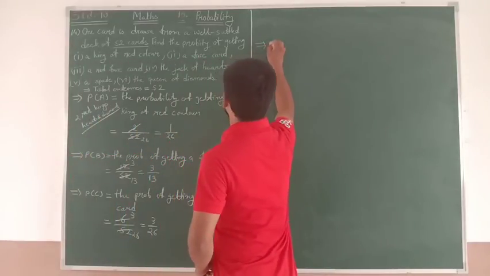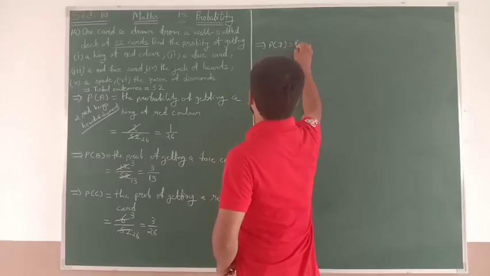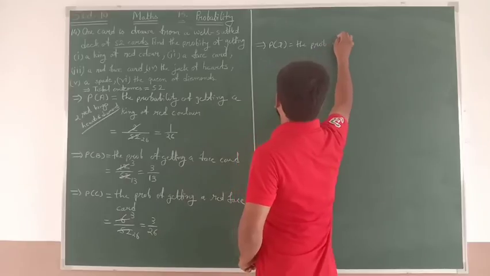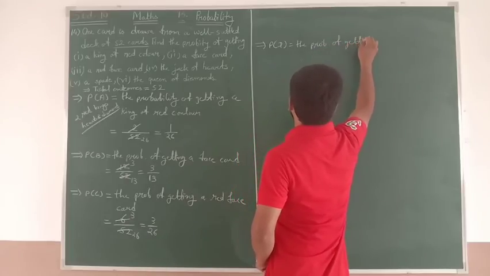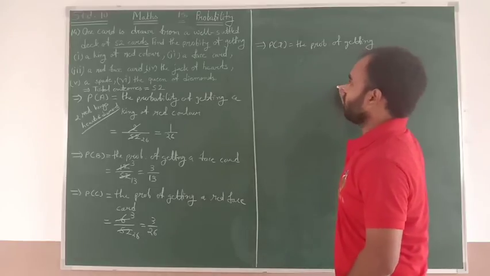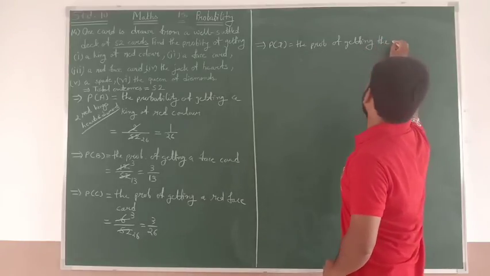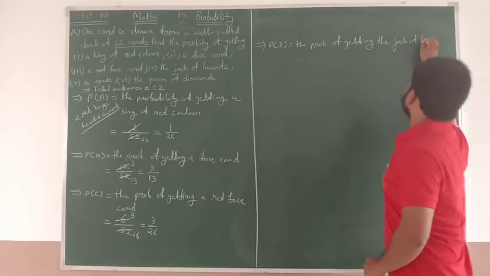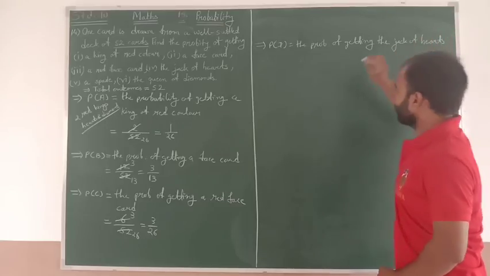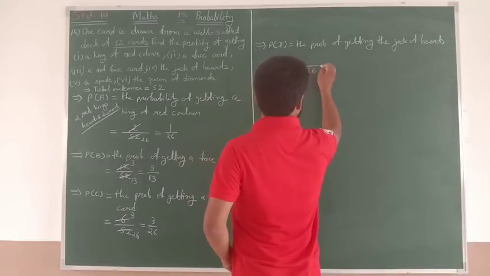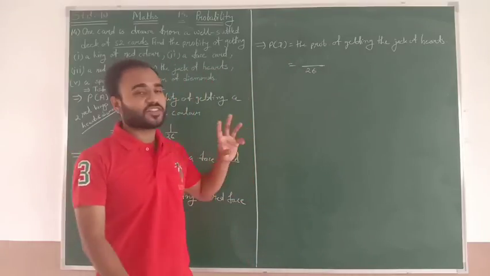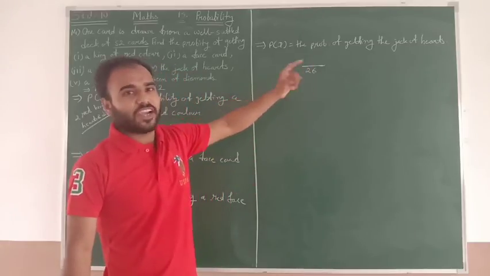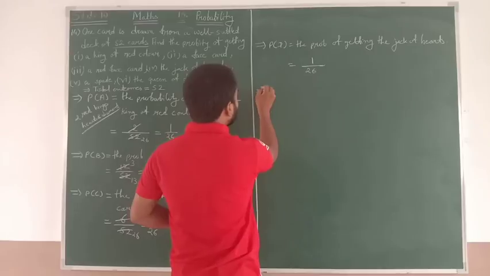Now the next one, that is P of D, the probability of getting the jack of hearts. Okay. So in hearts there are 3 face cards. One is king, one is queen, and one is jack. So the jack will be 1 only. So the answer will be 1 by 52.